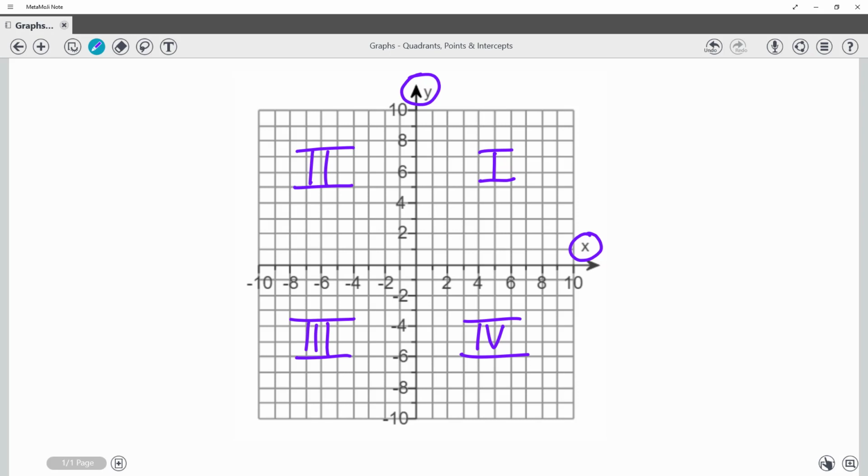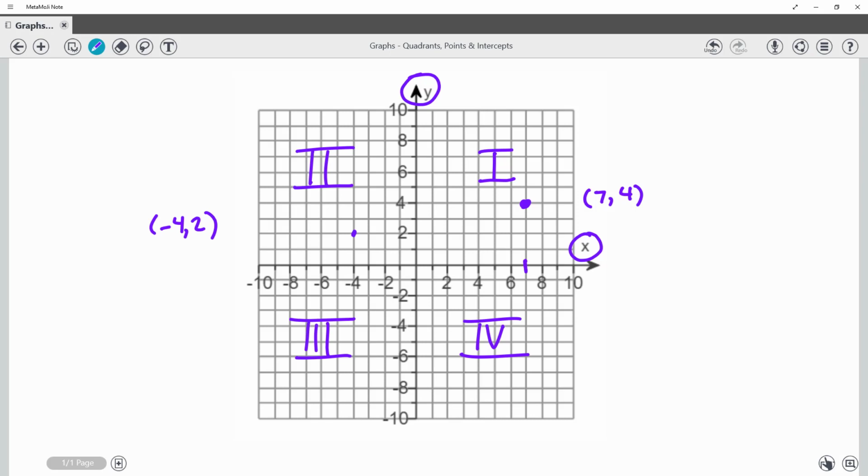And you can see how these quadrants work. If you have a point, say here, this would be the point (7, 4), because I went over to the right 7 units, and then up 4. So notice that both the x and the y are positive. If you're in quadrant 2, now you're going to have a negative x. So let's say we have (-4, 2). So the x is negative, but the y is positive.